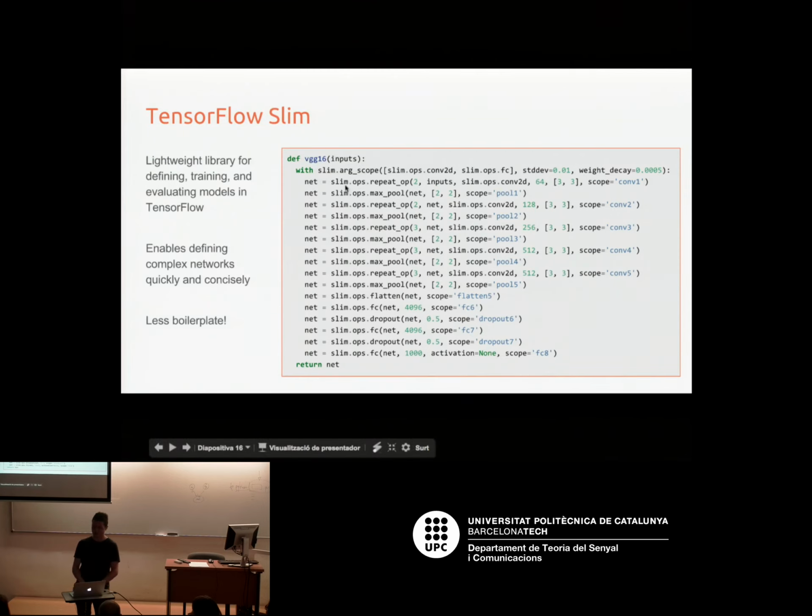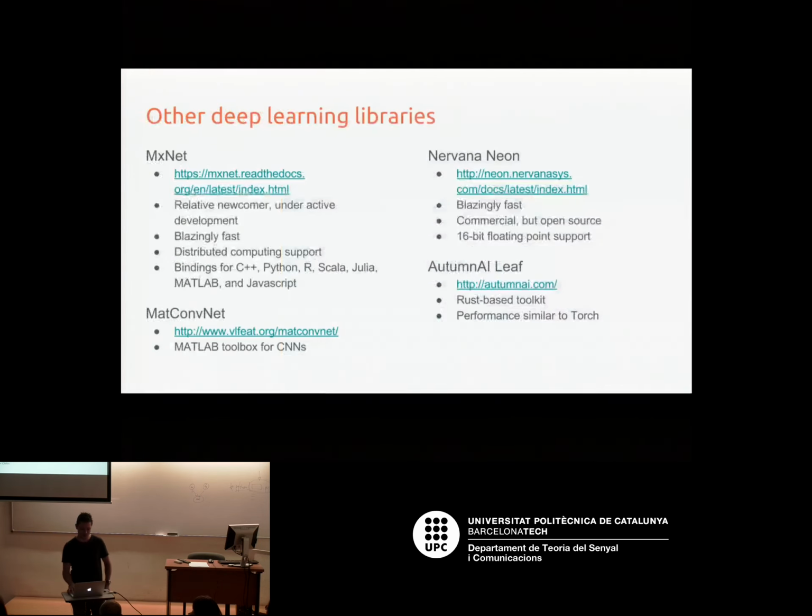This is the VGG16 network. You don't know what that is yet, but it's a very deep, complex model. And here it is written in TensorFlow Slim. You just basically say, okay, I want to repeat a 2D convolution twice, and then I want a max pool, and then I want to do this. So it allows you to get all the power of TensorFlow, but much more terse, with less boilerplate.